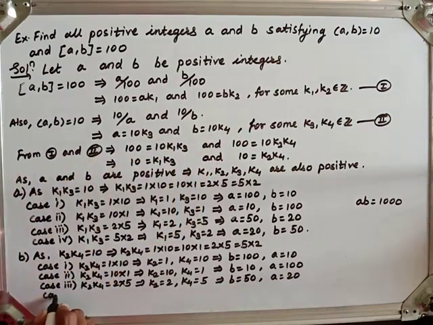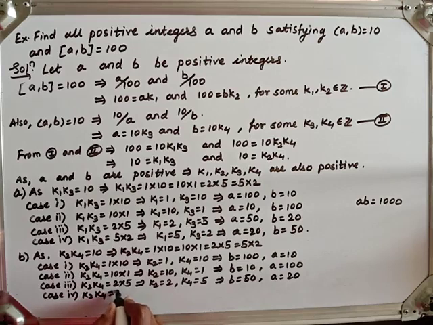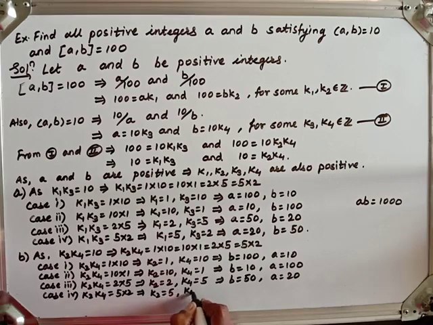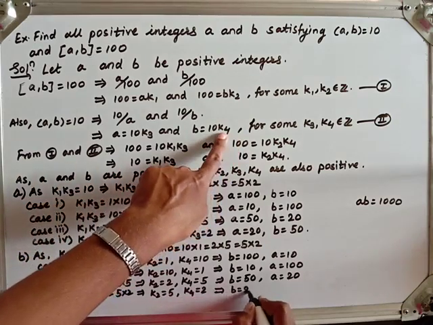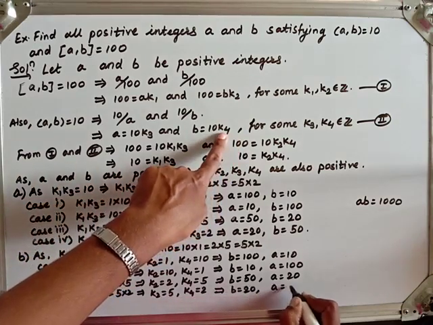Again case 4. What is case 4? K2, K4 is equal to 5 into 2. So that gives K2 is equal to 5. K4 is equal to 2. So that gives B is equal to, now K4 is 2. So B will be 20. B is 20, then A will be 50.